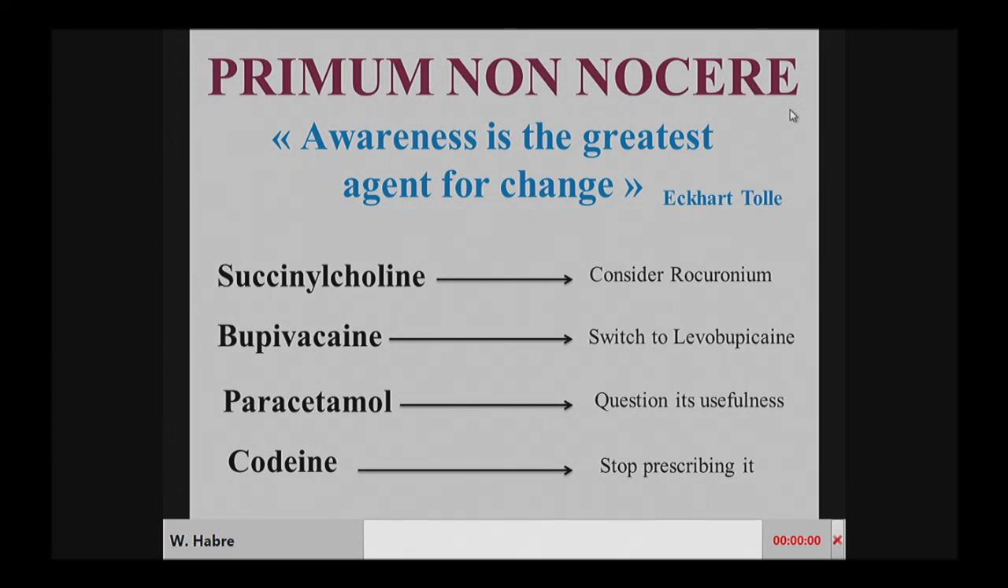Paracetamol: I'm not saying you don't need to use it. I'm saying only question its usefulness. Is it useful when you give it like this? In our hospital we also had a complaint because one child had toxicity, because at night the nurses can give paracetamol easily without calling you. So children can get liver toxicity with paracetamol. And codeine: stop prescribing it, and think about this association with anaphylaxis.